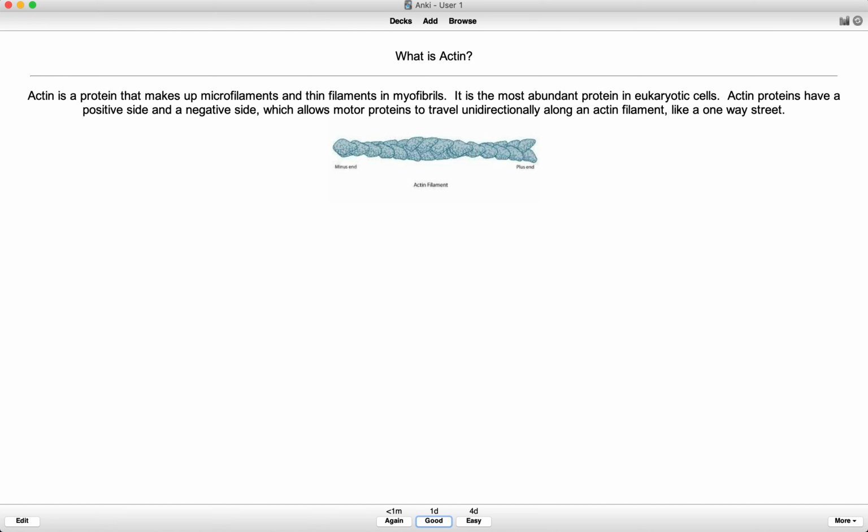Actin. Actins are polymers made up of microtubules, and actins tend to interact with myosin to generate muscle movement, and formation of actin rings is important for division. Actin has a positive and negative side, which allows motor proteins to travel unidirectionally along the actin filament like a one-way street. Thin filaments and myofibrils too.